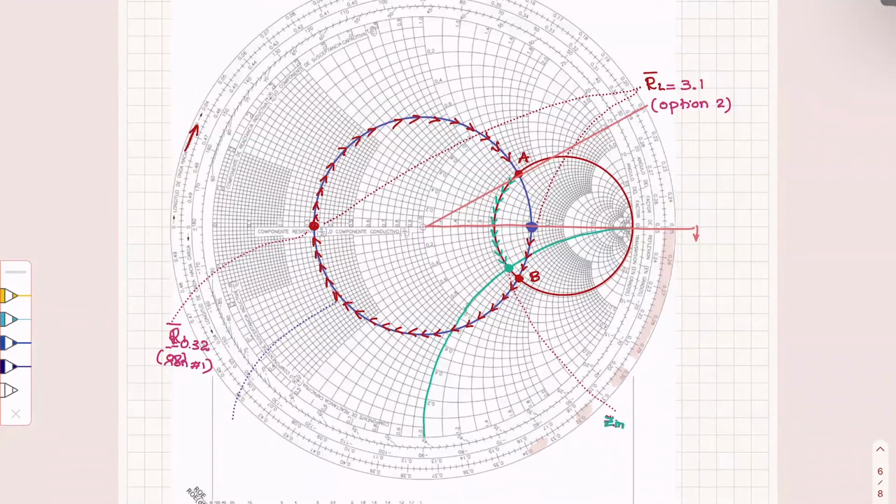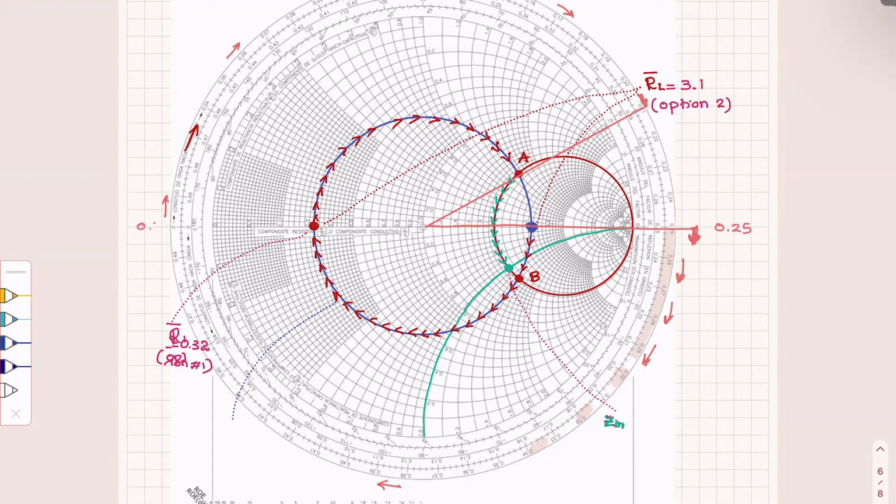Okay, I will move all around until I come to this point. All right, so I will move from there all around, here, here, there, until I come to this point. And then that's going to show me how much length I have to move around on the line. This is 0.25.